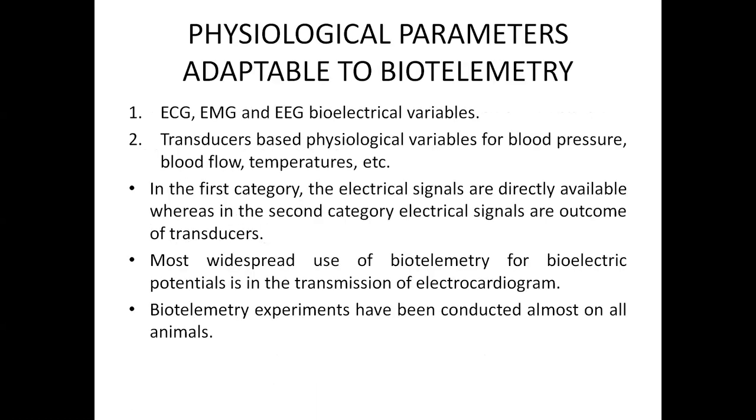Based upon this biotelemetry, we have some categories which are divided here. For example, in our past lectures, we have ECG, EMG, EEG, and bioelectrical variables. Why? Because ECG, EMG, EEG are variables. Why? Because every day, the cardiac output varies according to the regular rhythmical conditions of the human patient. So ECG and EMG are bioelectrical variables.